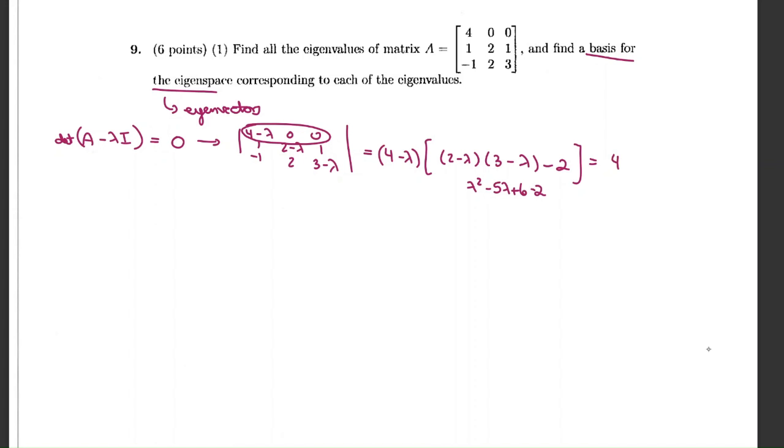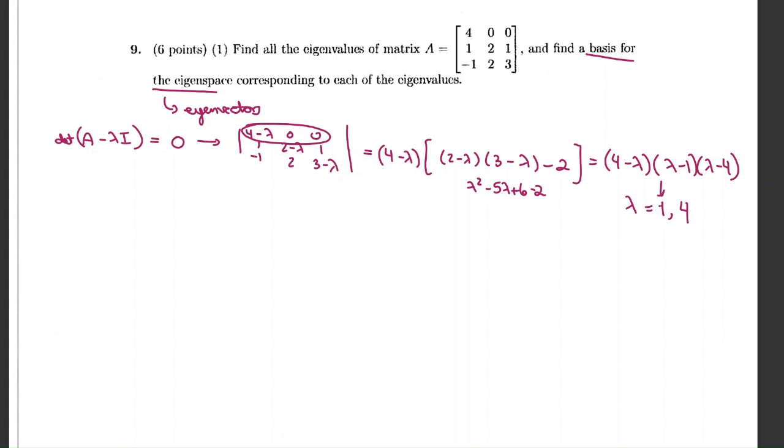So I can factor that into 4 minus lambda times lambda minus 1, and then lambda minus 4. This means that my eigenvalues are going to be 1 and 4, where 4 is a repeated eigenvalue.